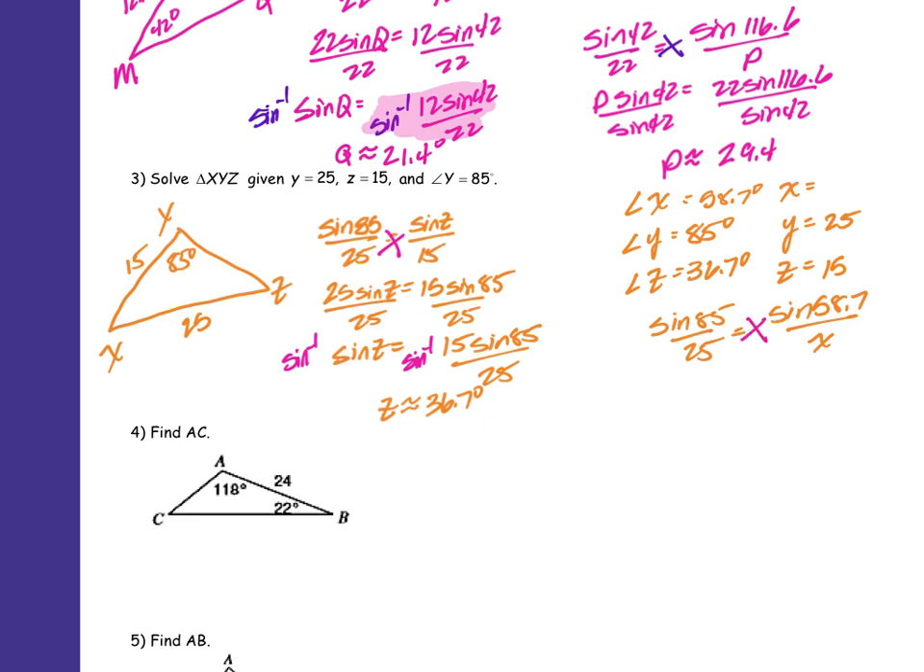Cross multiply, and I get x sine of 85 equals 25 sine of 58.7, all divided by sine of 85. So x is approximately equal to, let's see, 25 sine of 58.7, not 58.3, 58.7 equals 21.4.